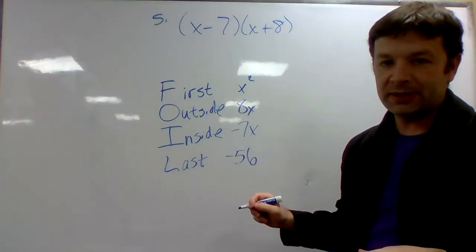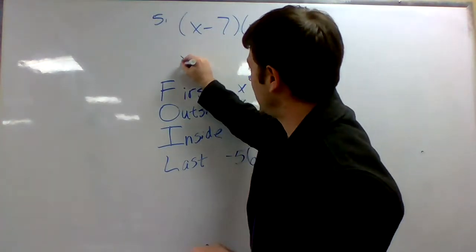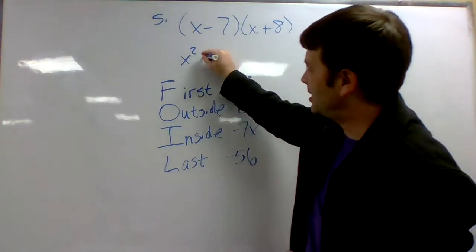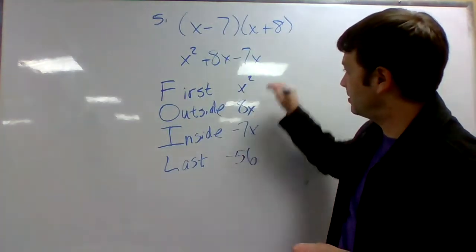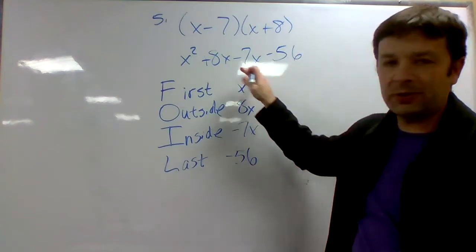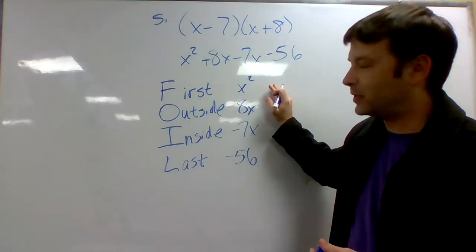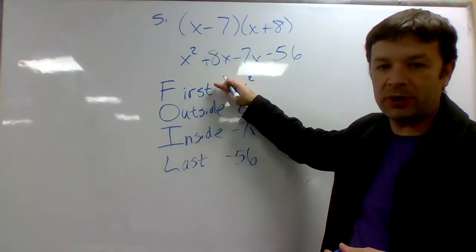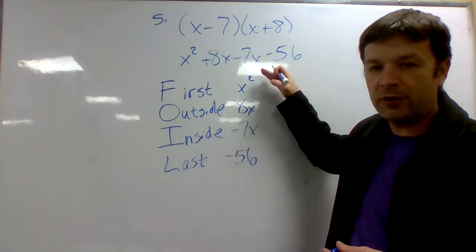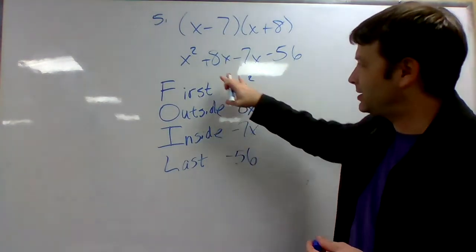Negative 56. Okay, so this is kind of the answer. So it's x squared, positive 8x, negative 7x, and negative 56. Okay, so really we did the exact same thing we did on number 1. There wasn't any difference. They call this foiling. This is just a word to help you remember to get all 4 of those pairs multiplied. So you should have 4 terms in your answer.